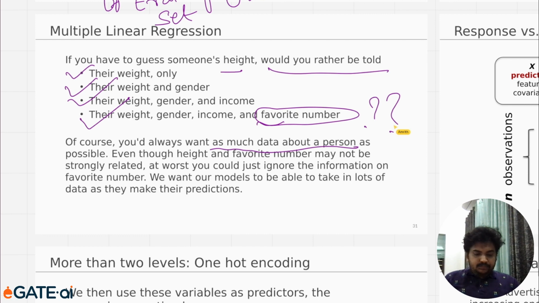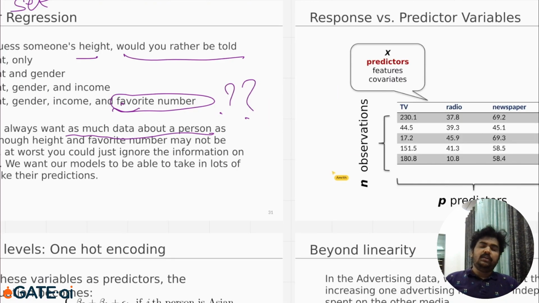What we are trying to say is that they need not be strongly related. So at first you could just ignore the information so that we don't really confuse the system, or at least we expect the system to ignore such information which is not strongly correlated.